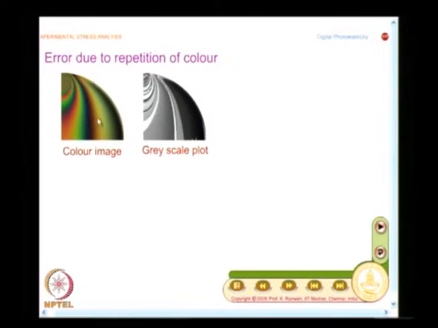And what is done is, whatever the fringe order that I have obtained by searching the calibration table, they are plotted as a grayscale plot. Ideally, I should have from dark pitch to a pure white, because I want to have a gradual change in color. But what I find is these kind of distinct fringe streaks. And why do these streaks come?